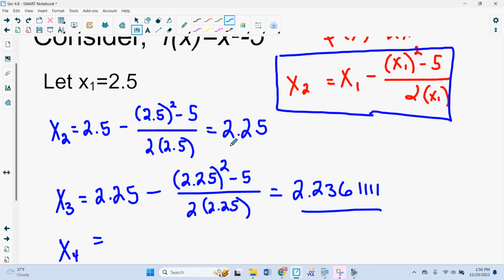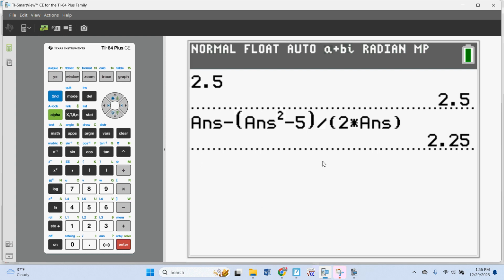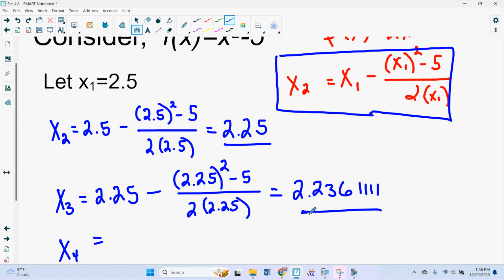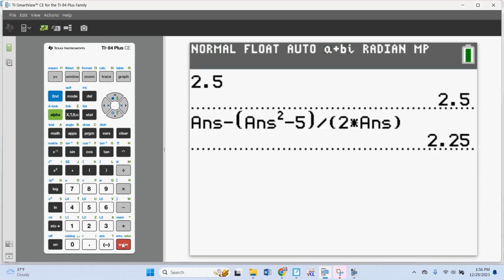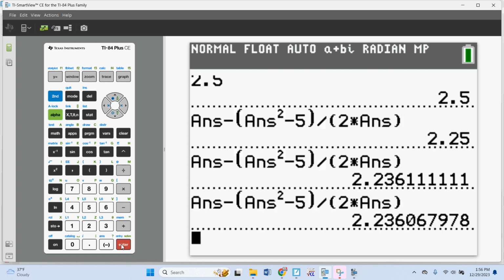And when I hit enter, I should get 2.25. Now, because I have used the answer button, if I hit enter again, I should get 2.2361111. And you can see we got that. So what we can do is just to do, there is the first term, the second term, the third term, the fourth term. Now, how do we know when to stop?